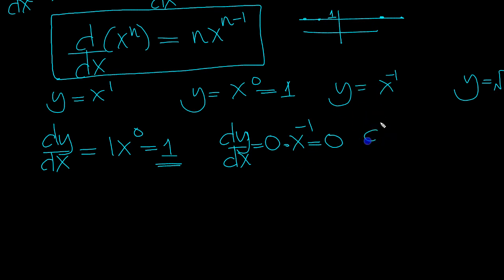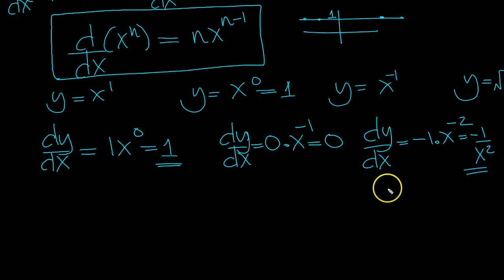This one, let's differentiate that. So the minus 1 comes down to ground level, x to the 1 less than minus 1, which is minus 2. And we can tidy that up, minus 1 over x squared. That's the derivative then.